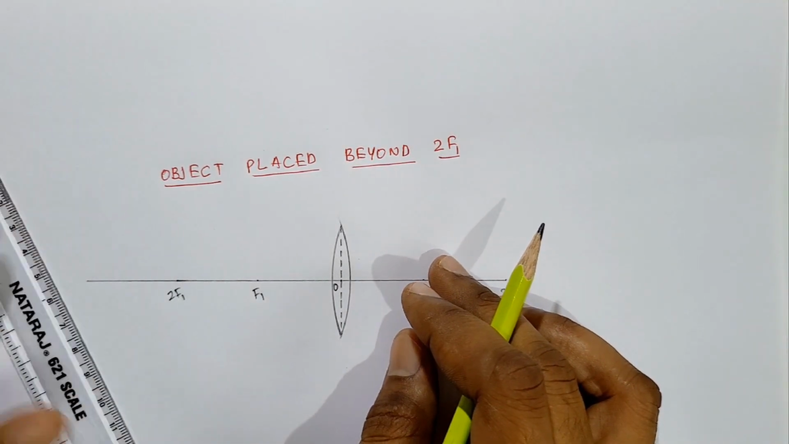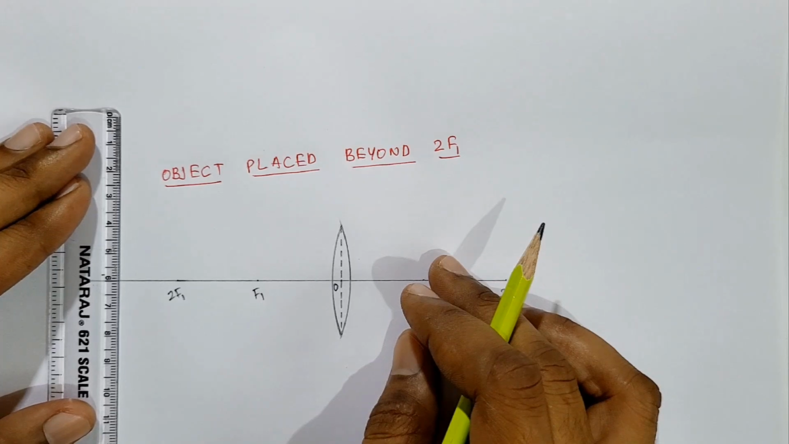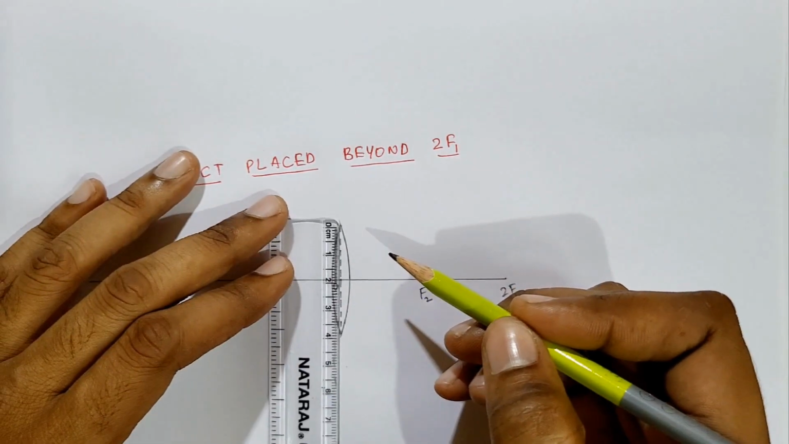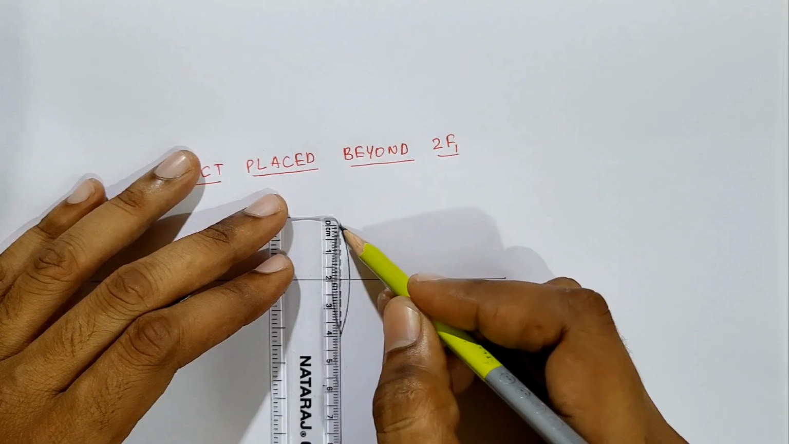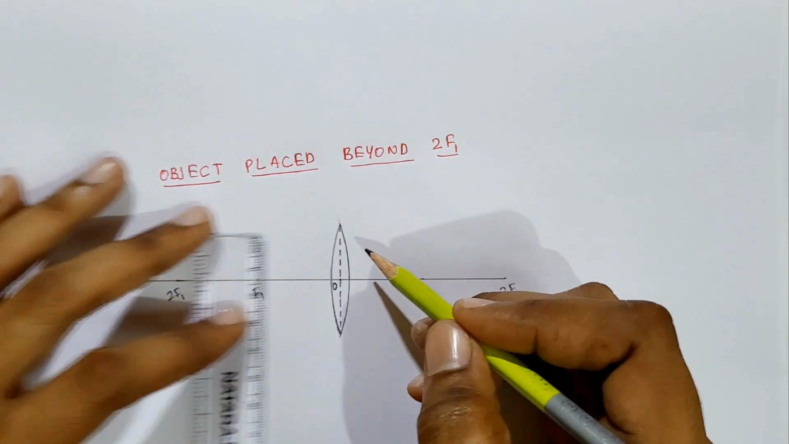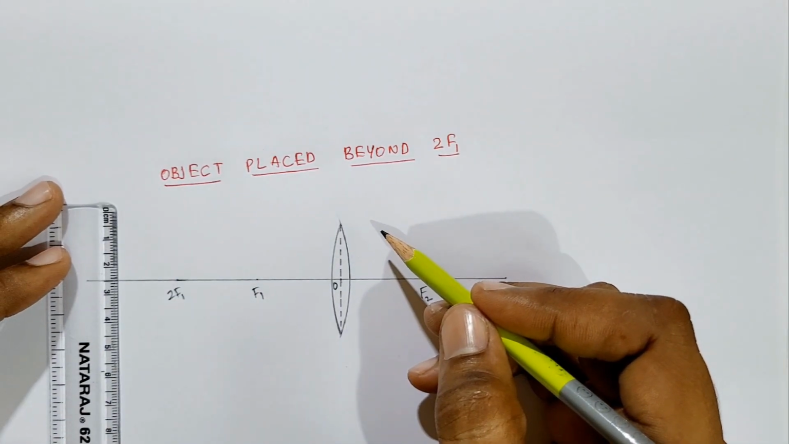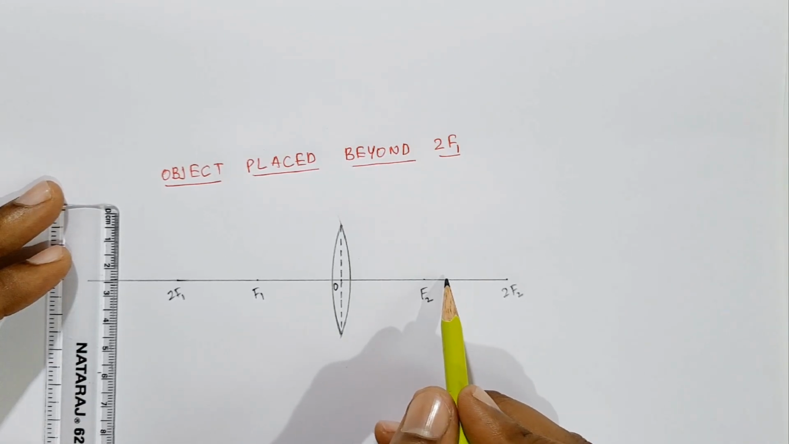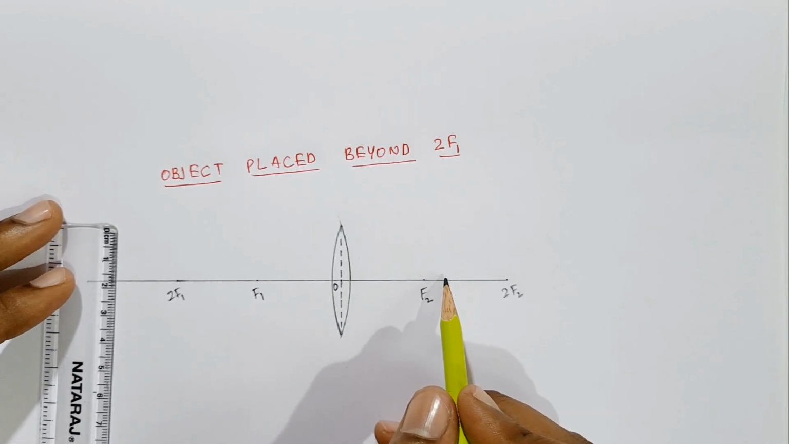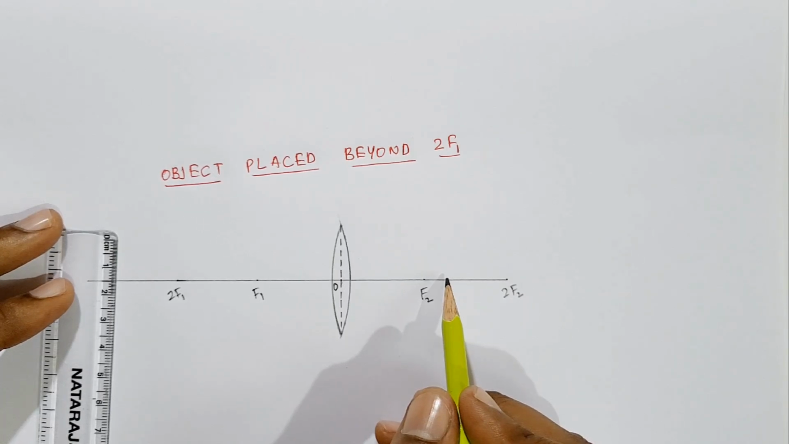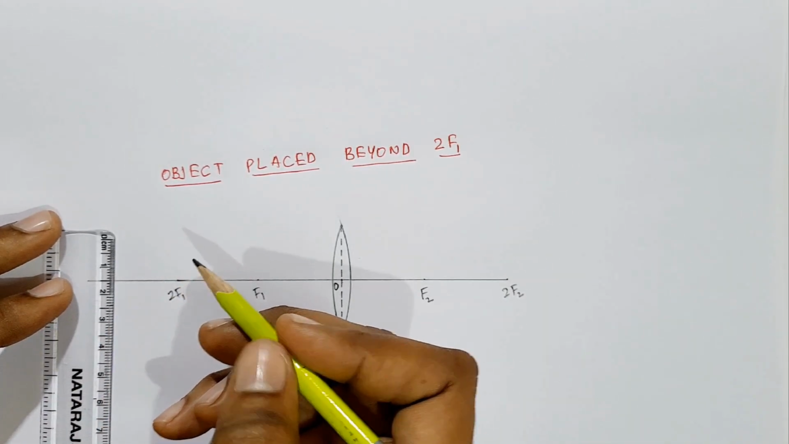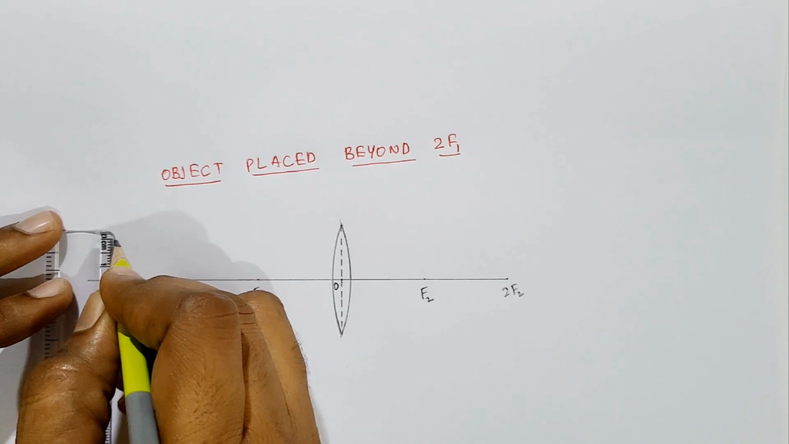How much shall we take the object? Take the object height as, see, from here to here, how much is there? It is around 2 centimeters, correct? Take the object height as 1.5 centimeters because it should fit within the lens, right? So you can verify. I am taking the object height as 1.5 centimeters.